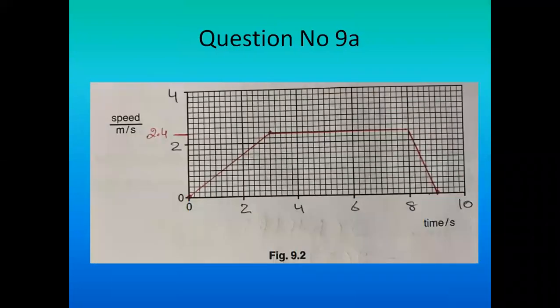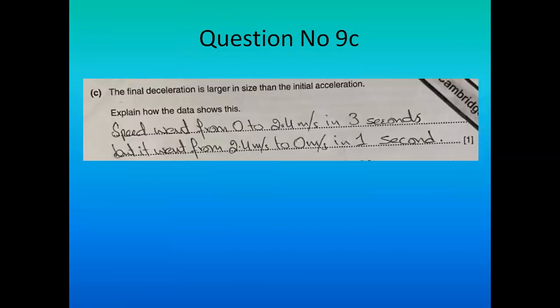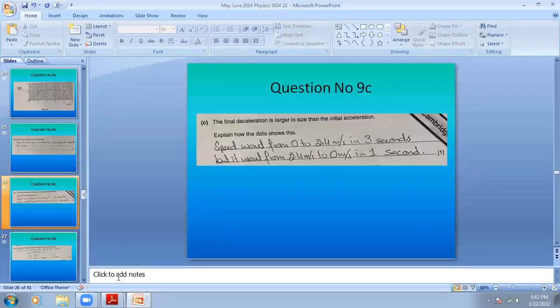Okay, so let me show you to explain. You see, to achieve this speed of 2.4, she took 3 seconds, but from 2.4, she went to 0 in only 1 second. This means that this deceleration is larger than this acceleration. Speed went from 0 to 2.4 meters per second in 3 seconds, but it went from 2.4 meters per second to 0 in 1 second. Hopefully you understand.